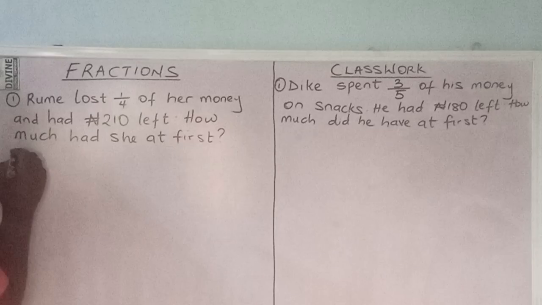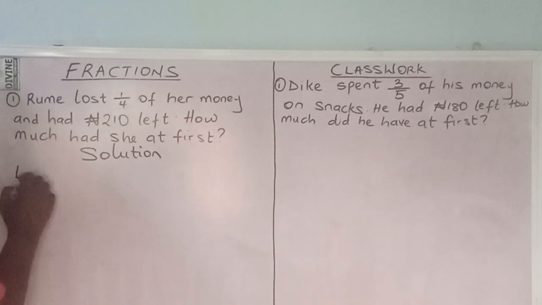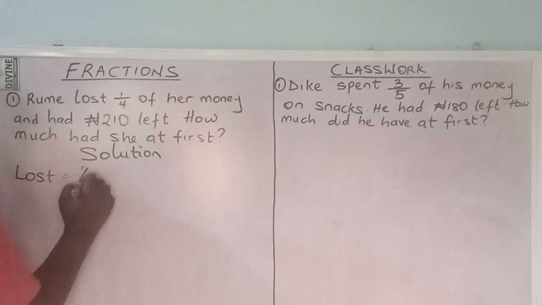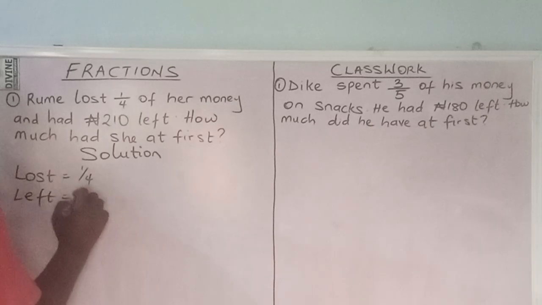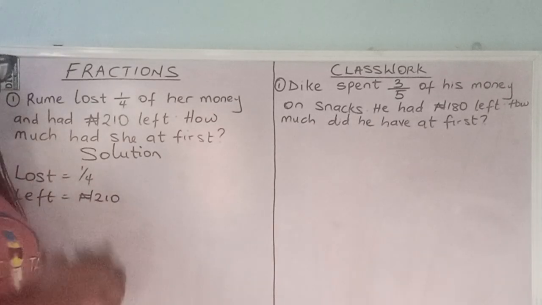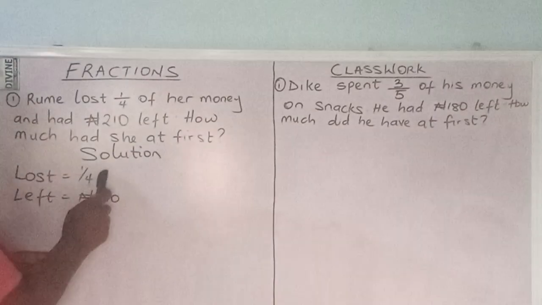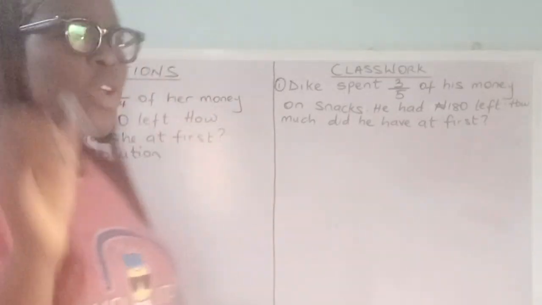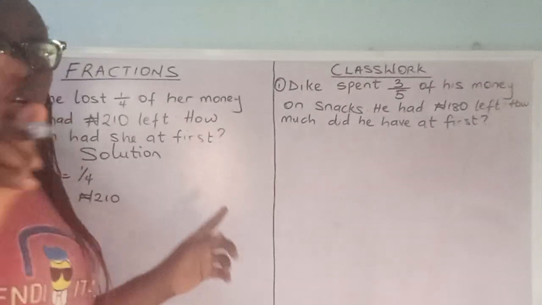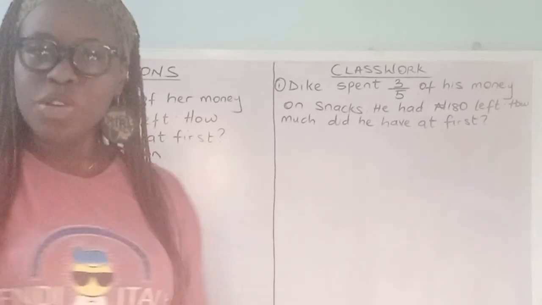So, what she lost, 1/4 fraction. What she has left, 210 naira. We need to know both fraction and amount of either what she lost or what she has left. We don't know the amount that she lost. We only know the fraction that she lost. But we know the amount she has left. We don't know the fraction she has left, but we can easily find that. So that is where we're going to start from.